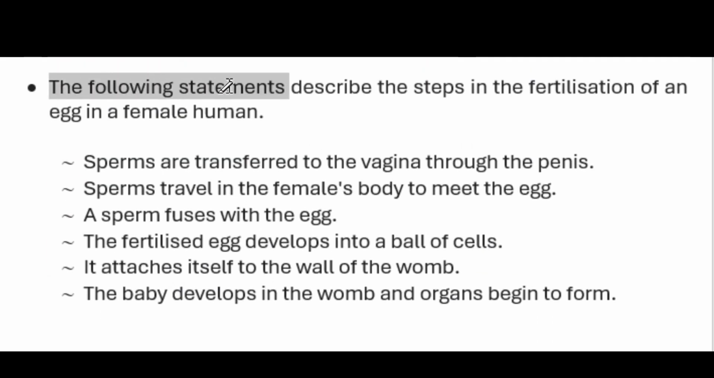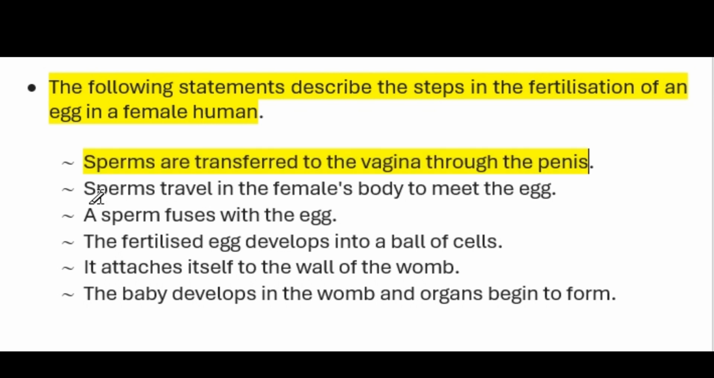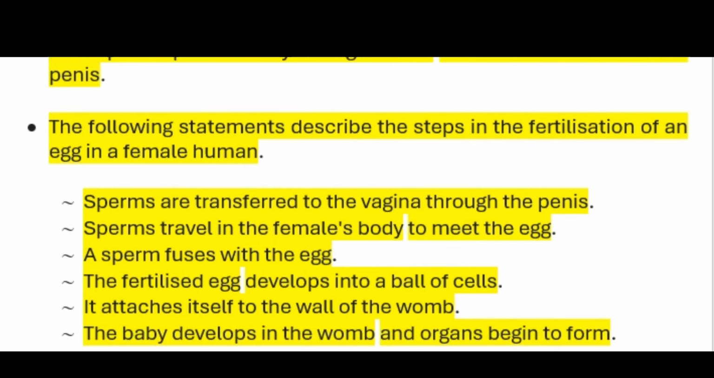The following statements describe the steps in the fertilization of an egg in a female human. Sperms are transferred to the vagina through the penis. Sperms travel in the female's body to meet the egg. A sperm fuses with the egg. The fertilized egg develops into a ball of cells. It attaches itself to the wall of the womb. The baby develops in the womb and organs begin to form.